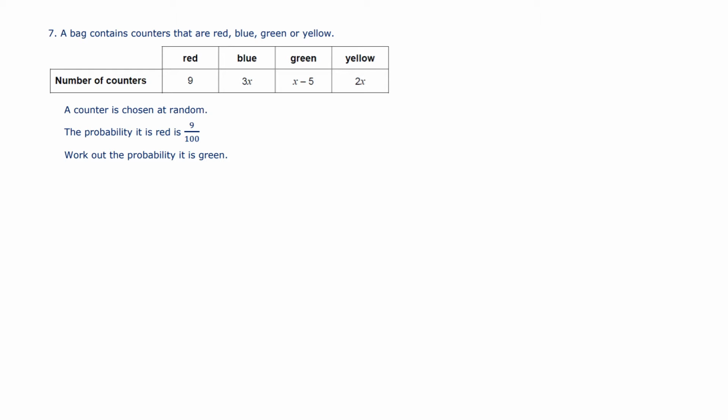So first of all, we need to form an equation in x. So we're going to add together the number of counters for red, blue, green and yellow. And we know from the probability that we were given for red that that's equal to 100. Now let's simplify the left hand side. So let's collect our x's. So we've got 3x plus 2x. That will give us 6x. And then we've got 9 take away 5, which will give us 4. And that will be equal to 100.